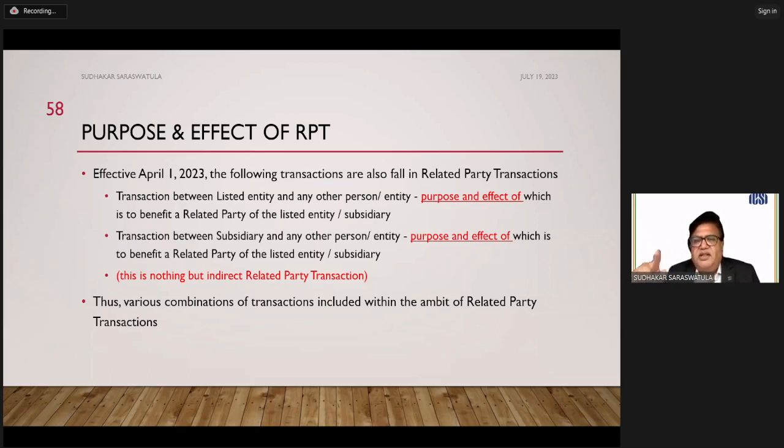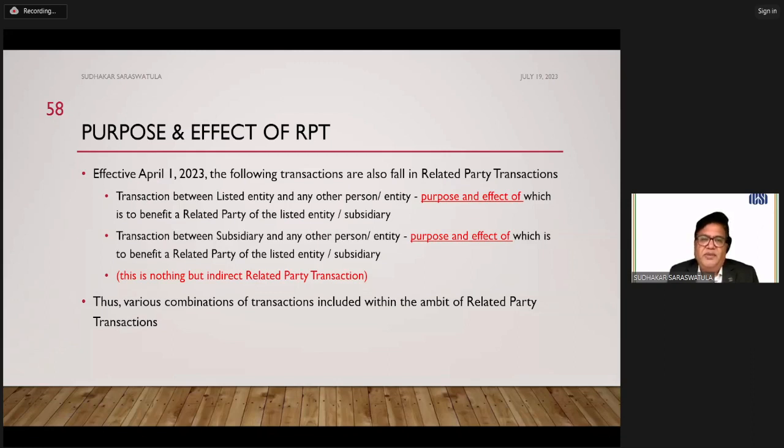So if I am structuring a transaction like this, that I give that 5 crore, 50 crore, 100 crores, whatever it is, to X, and that X will be giving the same amount as a loan to a related party of mine, then the purpose of my giving the loan is to give an effect to my related party. Because of that, this transaction between me and the person or entity who is not related is also a related party transaction.